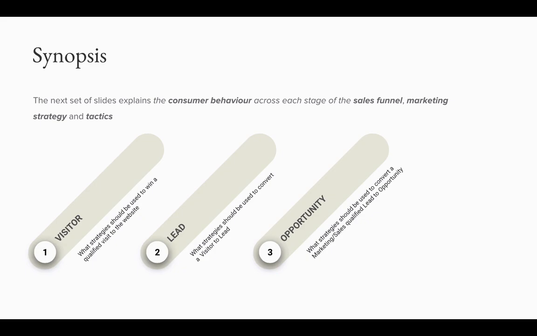A lead would become an opportunity in stage three. So that's where we talk about what strategies should be used to convert a marketing or a sales qualified lead to an opportunity. Last but not least, the opportunity becomes your client, and we are going to talk about how to delight your clients and make sure that they become your brand advocates.